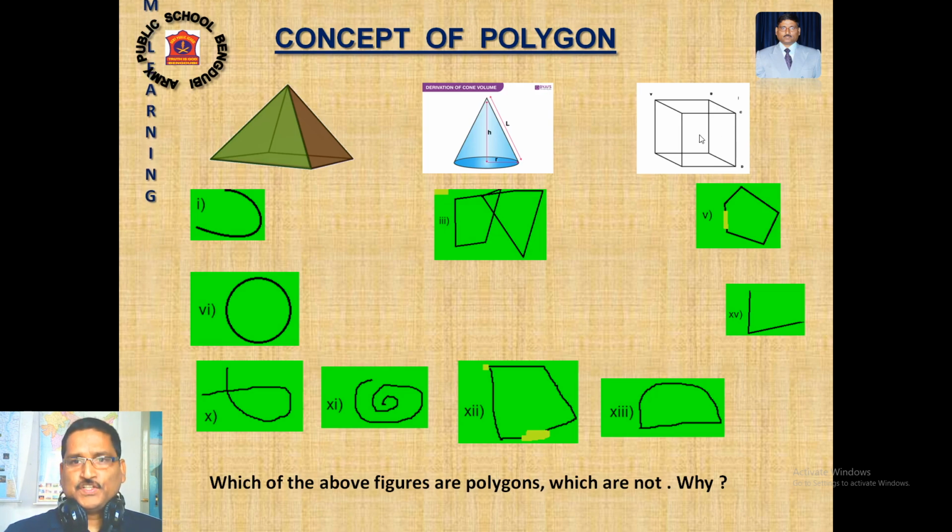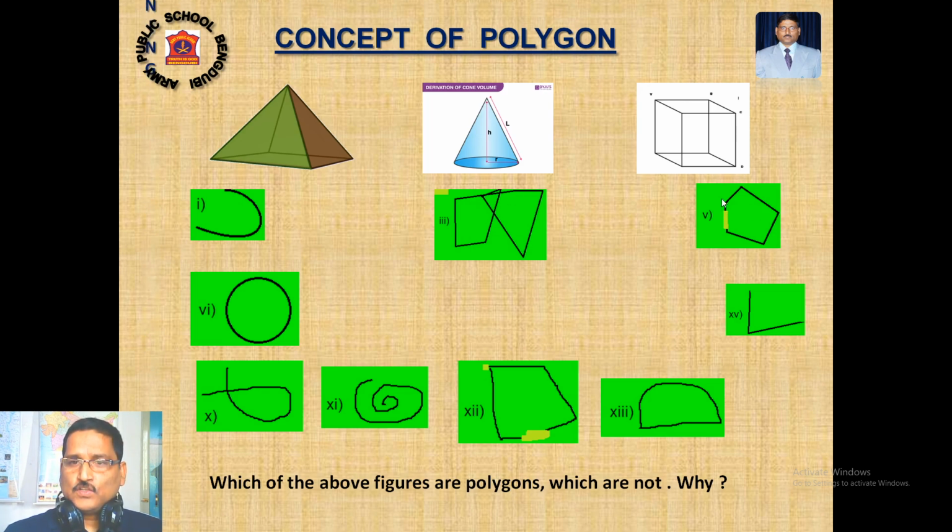Cuboid is also a 3D shape, it is not a polygon, but each face of the cuboid is a flat surface, that can be a polygon, but when they join together it will not be a polygon. Similarly the pyramid also. Now this shape, it is a simple curve. It is not closed and not made by line segments, so it is not a polygon. It is made by line segments but intersected, it is not simple.